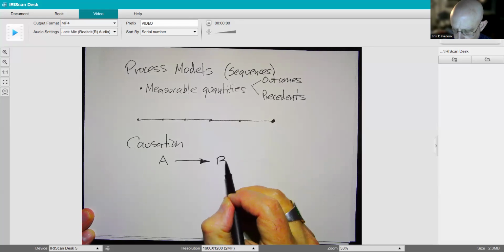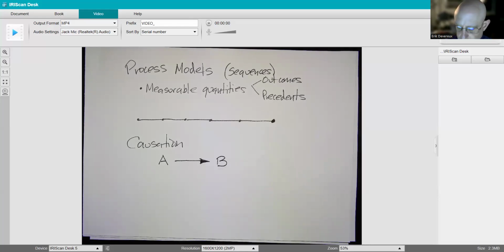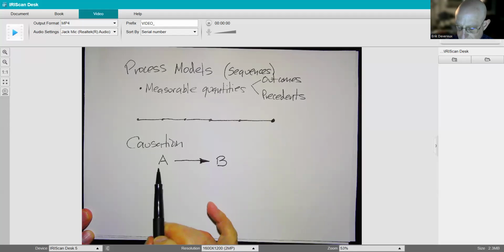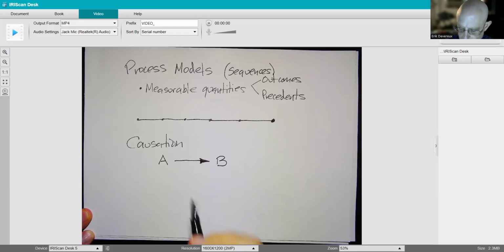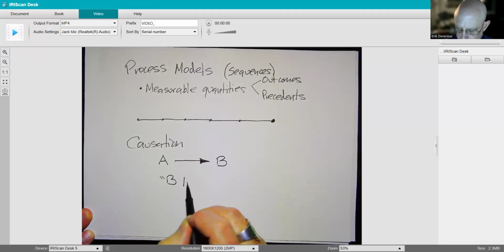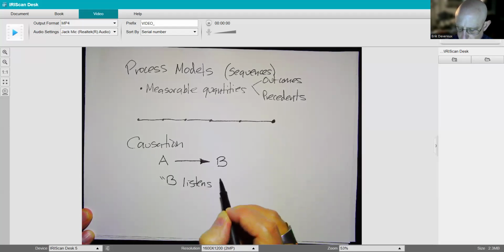And what Dr. Pearl says in the book is that to say that A causes B is to basically say something akin to B listens to A.